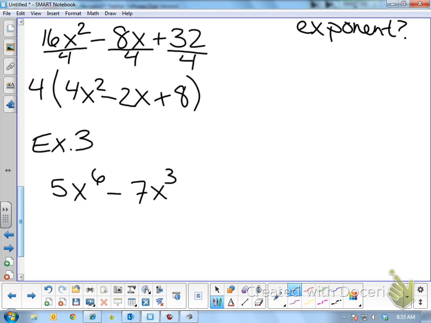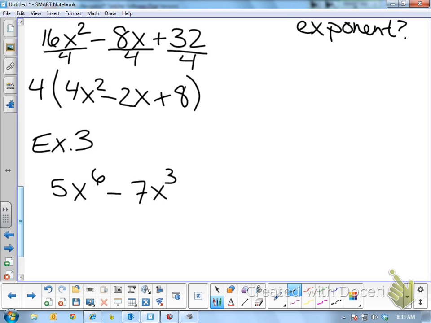Okay. 5x to the 6th minus 7x to the 3rd. Now notice, we don't have to be any certain size polynomial to have a greatest common factor. We've worked with one that has 4 terms, we've worked with one that has 3 terms, we've worked with one that has 2 terms. Doesn't matter, we can always check for a greatest common factor.